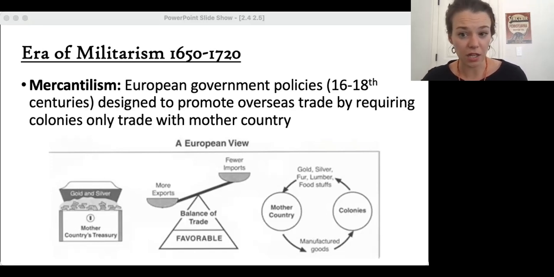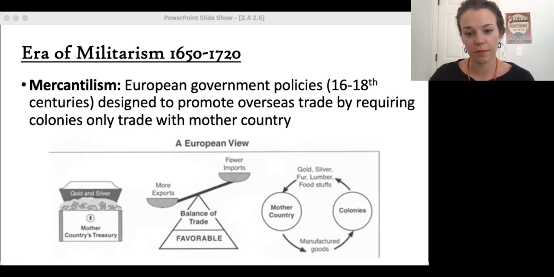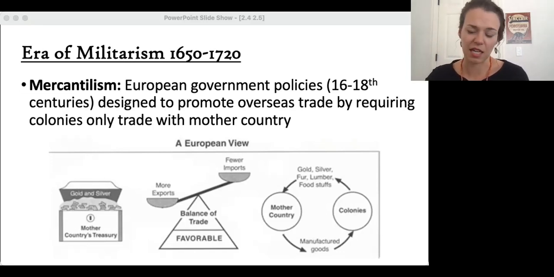England is buying all these raw materials for cheap, processing them into manufactured goods, and then selling it back to the colonies at a higher price. Right? This is not capitalism. It's not competition because there is no competition. Colonies can really only do business with their mother country. This means the mother country is making a lot of money, but the colonies are sort of trapped in this economic relationship.